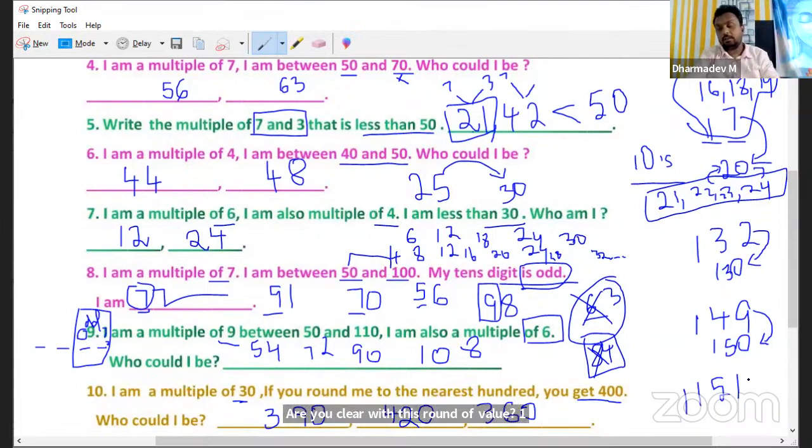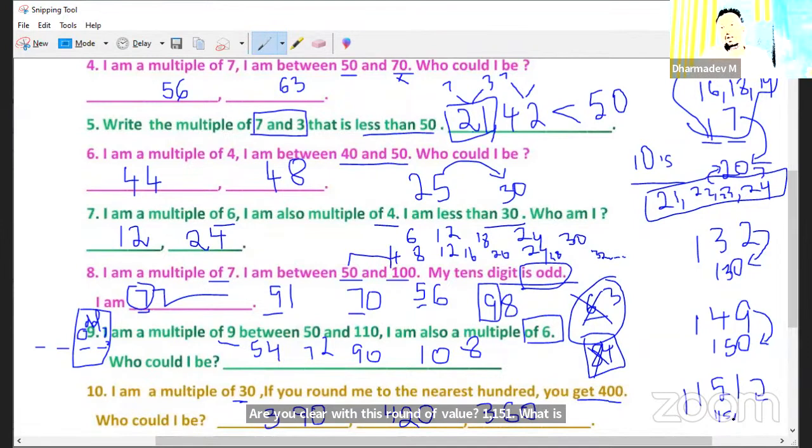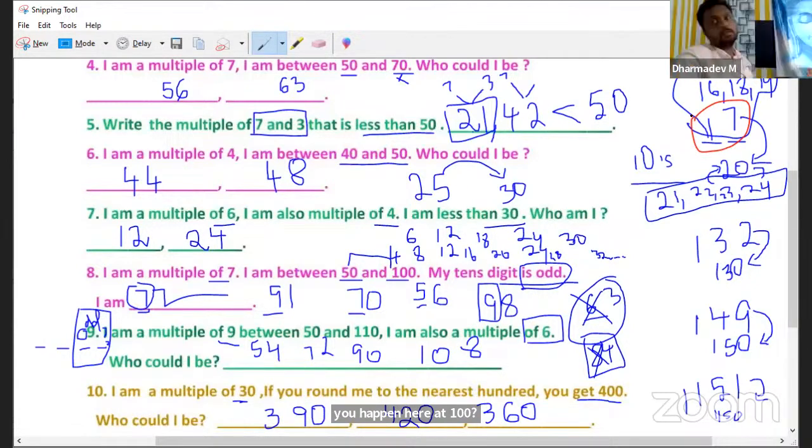1151. What is the nearest hundreds value? So tens place 1150. Okay. Now the same question, find it for the nearest hundreds place. What is the nearest hundreds place of 117? Do you have the nearest hundreds place for 17?